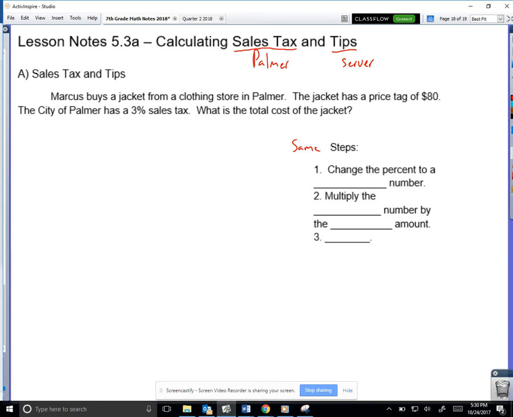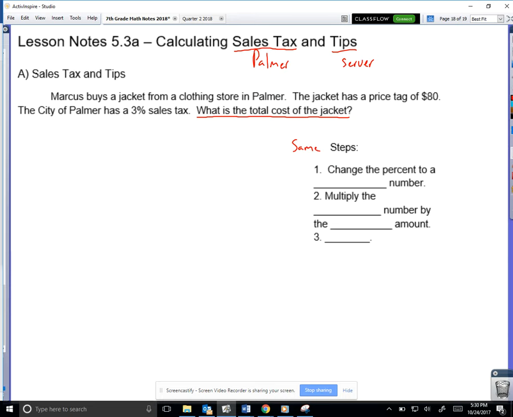Marcus buys a jacket from a clothing store in Palmer. The jacket has a price tag of $80. The city of Palmer has a 3% sales tax. True story. It has a 3% sales tax. What is the cost of the jacket? How much is Marcus going to have to pay after the 3% sales tax?